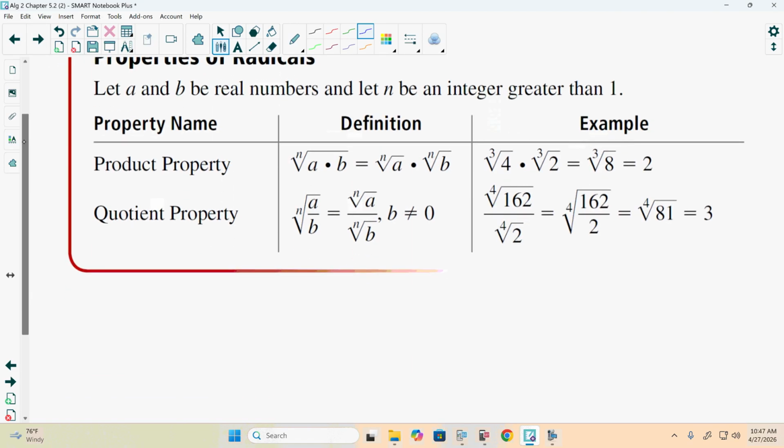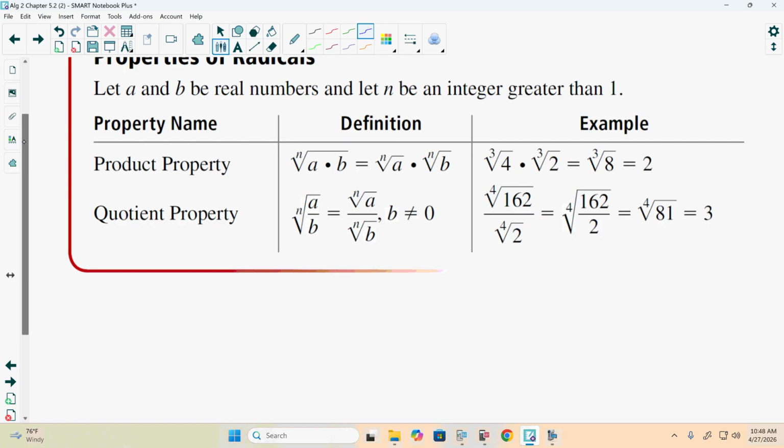Properties of radicals, these you already have down on your note sheet. The product property says if I have two things being multiplied together inside of a radical, I can split it up to those terms inside of radicals being multiplied together. Sometimes splitting them up is going to make it easier to simplify. The opposite is true. We can actually multiply two radicals with the same index like radicals and multiply what's inside. So we can merge them together.